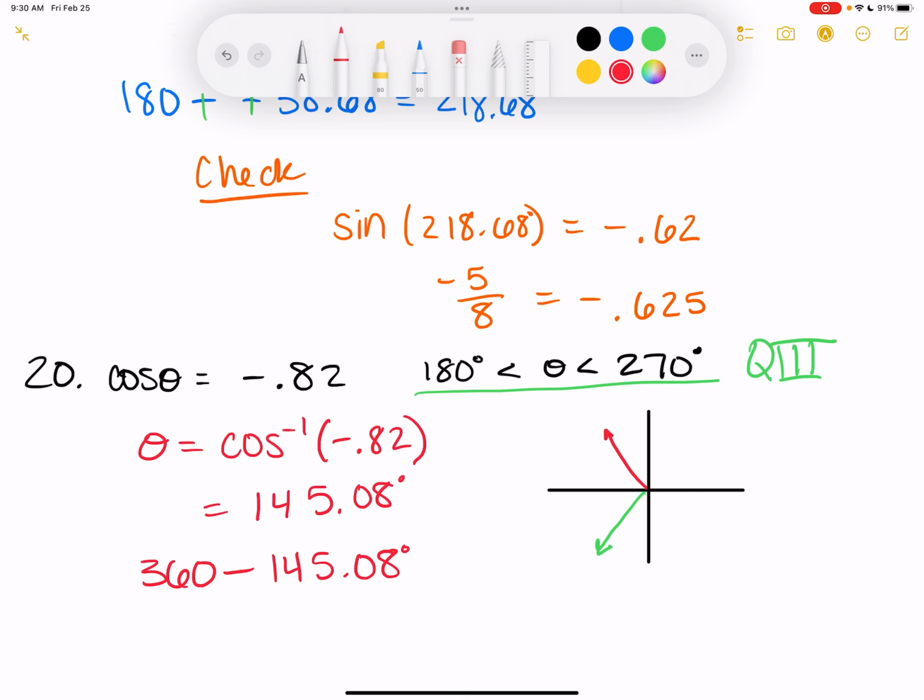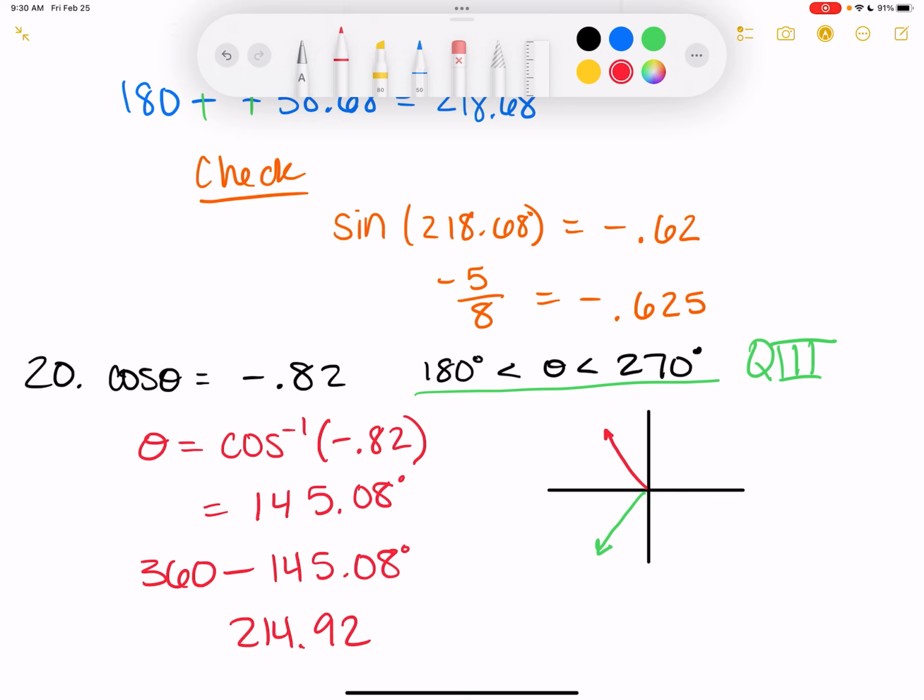I thought the formula for quadrant 3 was like theta minus 180 or 180 minus theta? I don't know. Isn't it like 214.9? Well, 214 point whatever the decimal is, that's what the answer is supposed to be. 214.92. Yeah.